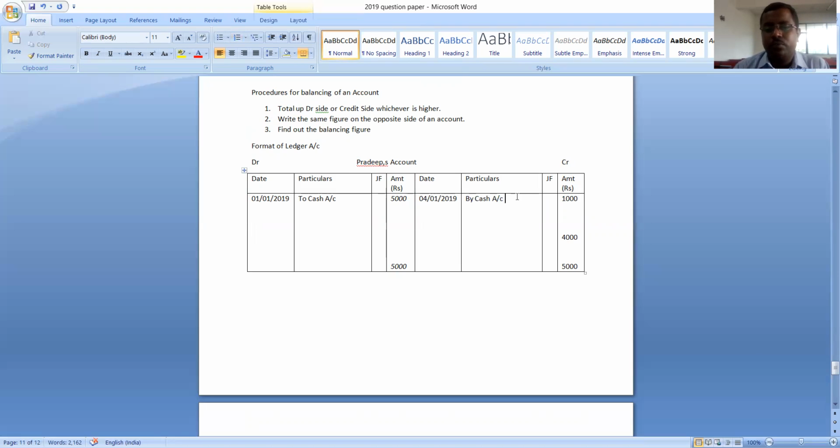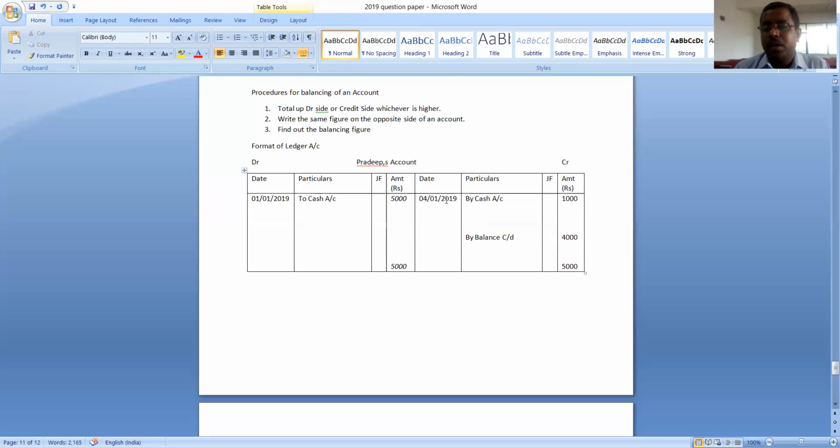Suppose you found a balancing figure on the credit side of an account, you should write 'By balance carried down'. C/D stands for carried down, B/D stands for brought down. So here debit side total is more, that is rupees 5,000, so we made the total of the debit side first. Later, we took the same figure on the opposite side, that is rupees 5,000. And what is your third step? Find out the balancing figure. Yes, we found the balancing figure between 1,000 and 5,000. It is 4,000.